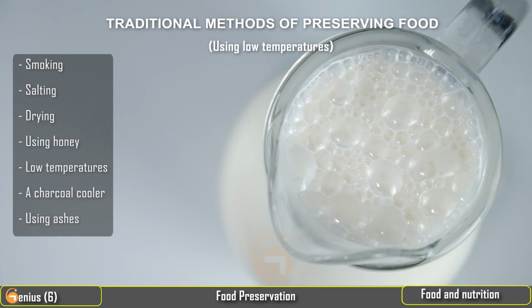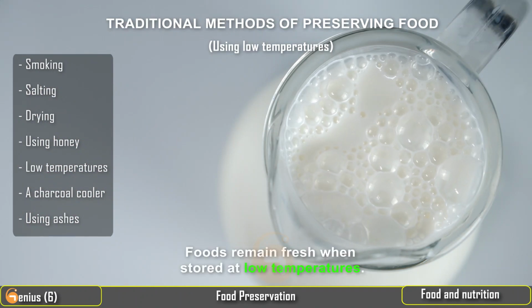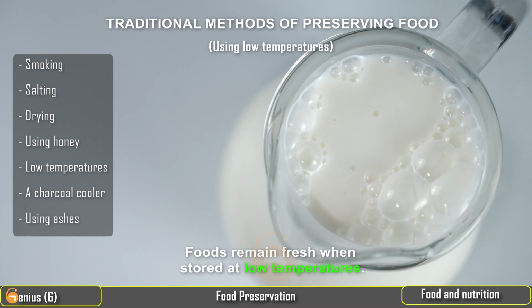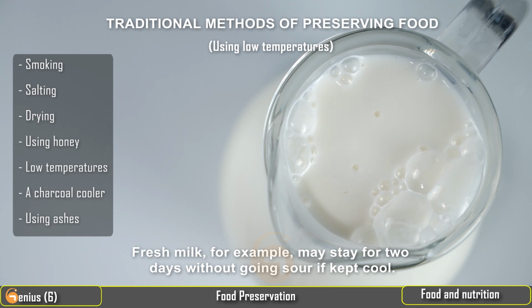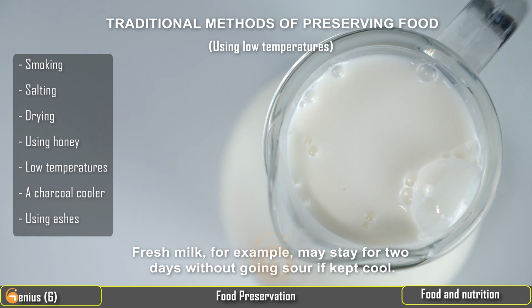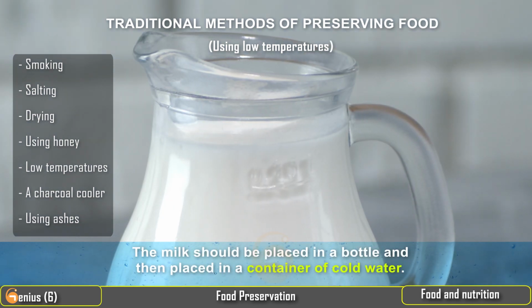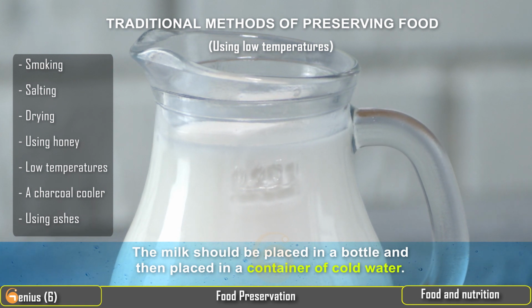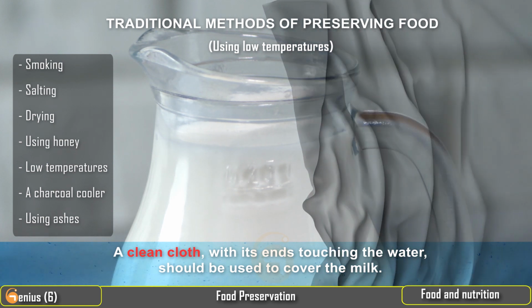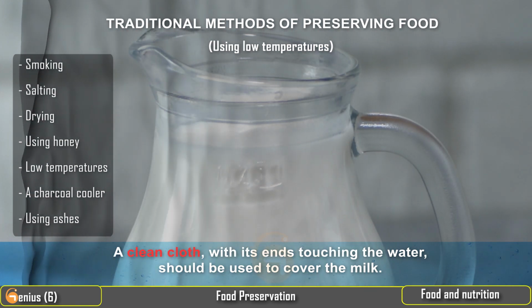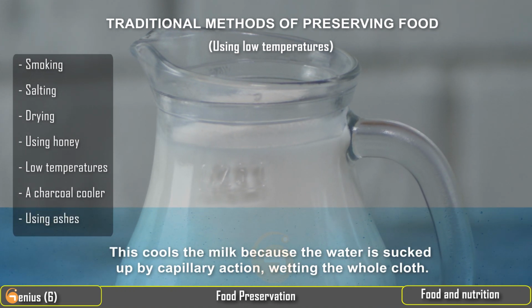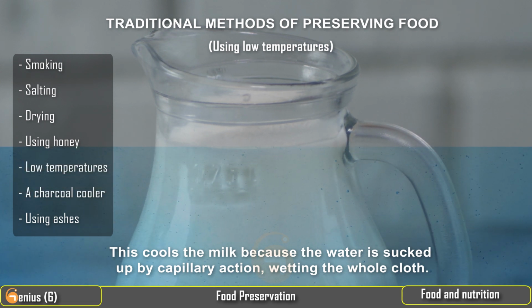Using low temperatures. Foods remain fresh when stored at low temperatures. Fresh milk, for example, may stay for 2 days without going sour if kept cool. The milk should be placed in a bottle and then placed in a container of cold water. A clean cloth, with its ends touching the water, should be used to cover the milk. This cools the milk because the water is sucked up by capillary action, wetting the whole cloth.